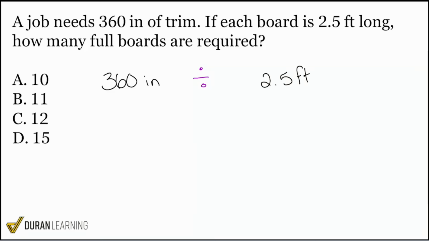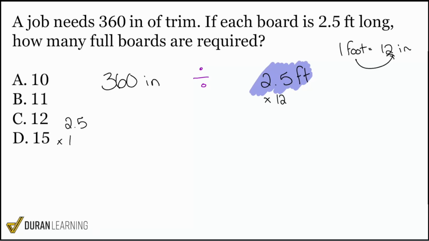So to keep life easy, I'm going to convert the 2.5 feet into inches, and then we'll get going from there. So to do that, I know my conversion. 1 foot equals 12 inches. And so to go from feet to inches, I'm going to multiply. So I'm going to multiply the 2.5 by 12. Remember that when we multiply by a decimal, we'll go ahead and ignore that decimal and then just bring it back at the end.